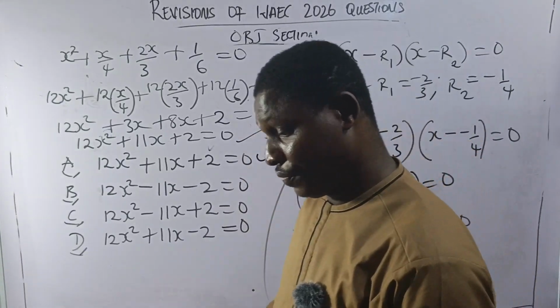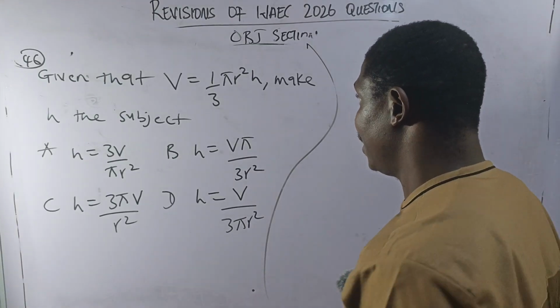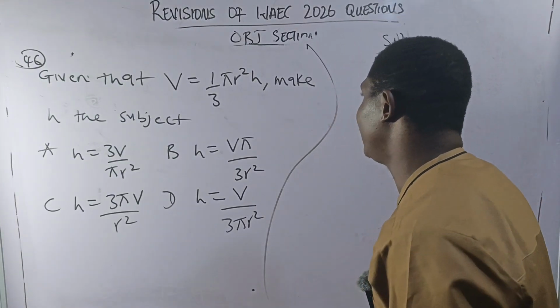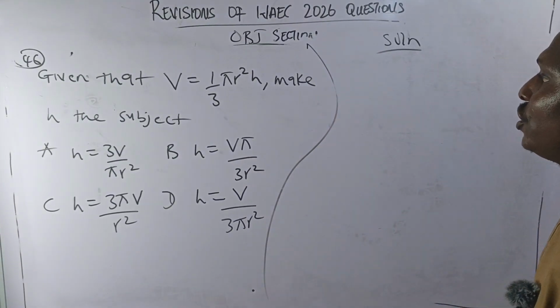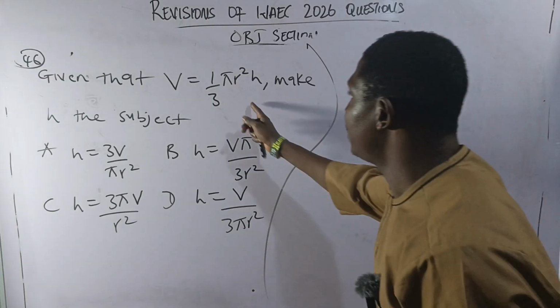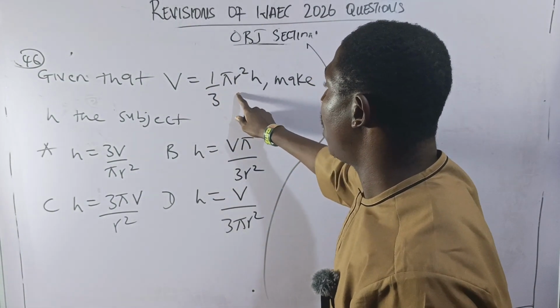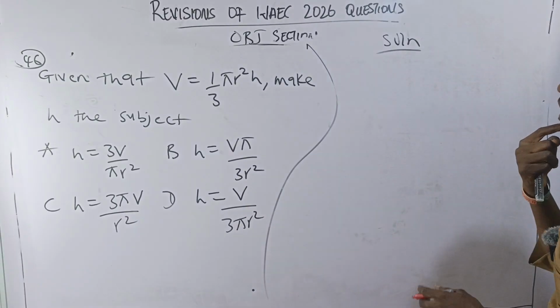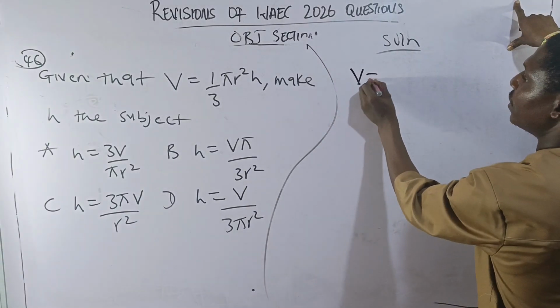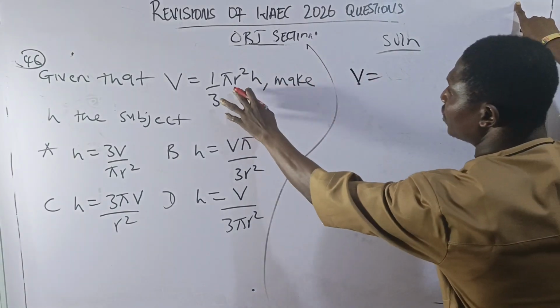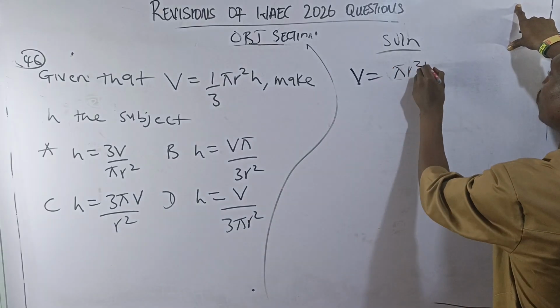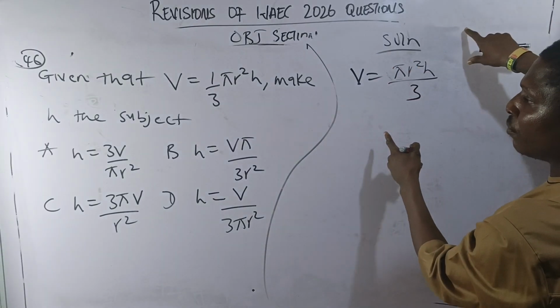Thank you. We have question 46. Given that V is equal to 1 over 3 pi r squared h, make h the subject of the formula. Remember, this is the formula for the volume of a cone. So how do we get it? We simply have V equal 1 over 3 pi r squared, same thing as pi r squared h all over 3. I'm looking for h.